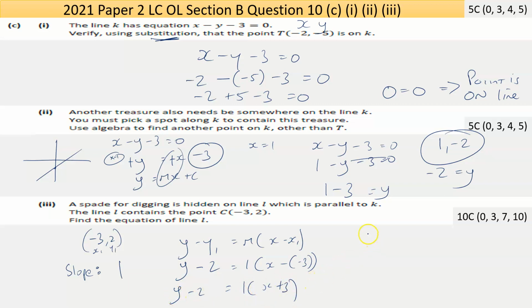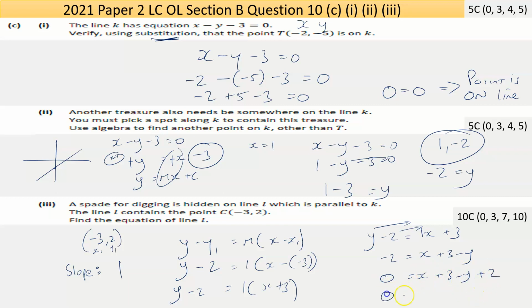Now go left to right here. I'm going to start it up here. y minus 2 is equal to 1 times x is 1x. 1 times 3 is 3. Now I'm almost there. Usually the leaving cert wants everything on one side, x being positive. So I'm going to leave x where it is. I'm going to bring the y across and the 2 across. So when the y moves, it becomes subtracted on the far side. When the 2 moves, it becomes positive on the far side. It becomes added.